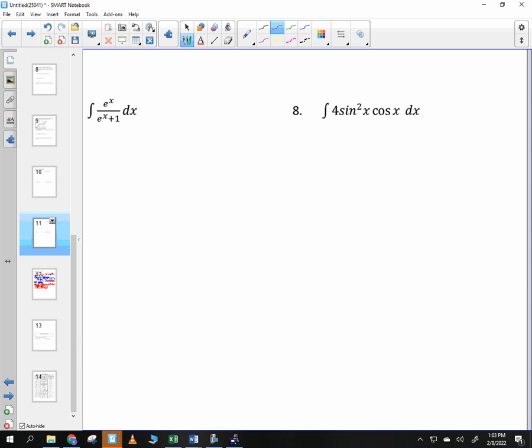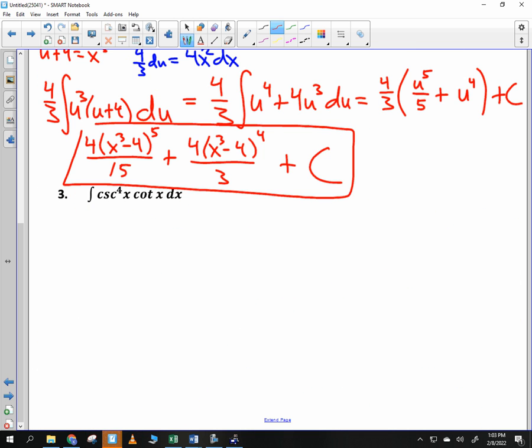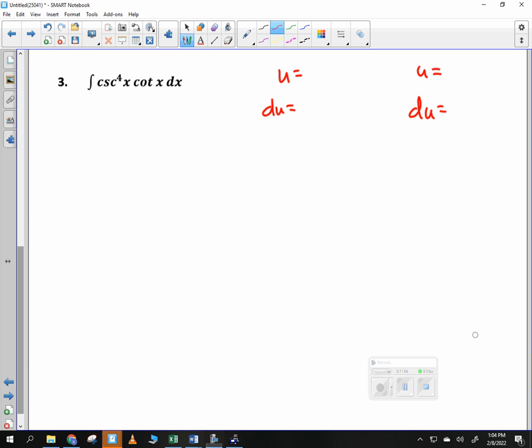So here's what I want you to do. I want you to look at this problem right here, and I want you to visit with a peer. I want you to try to figure out what u should be. What is u? You want to be cosecant. Why? Okay. But what's the derivative of cosecant? Cosecant cotangent. And if you look, I just got the cotangent, don't I? So that doesn't really seem to work, does it?